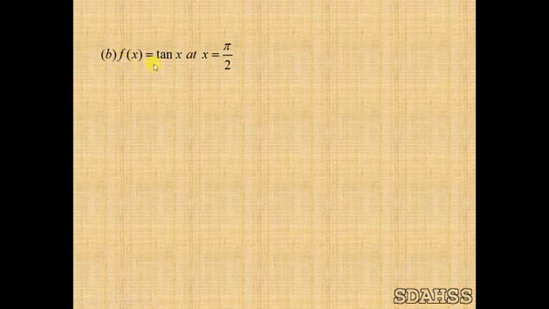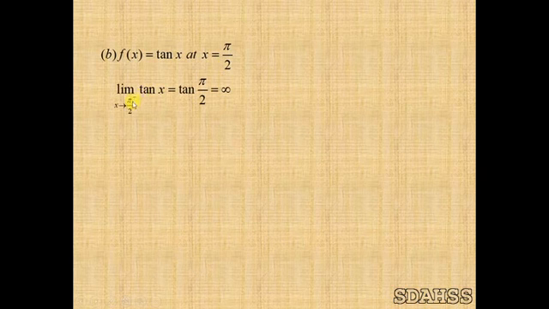Subdivision B, f of x is equal to tan x at x is equal to pi by 2. Then limit x tends to pi by 2 minus. Now, similarly here also you consider the number line. In the number line, on the left hand side you have pi by 2 minus, and on the right hand side you have pi by 2 plus.